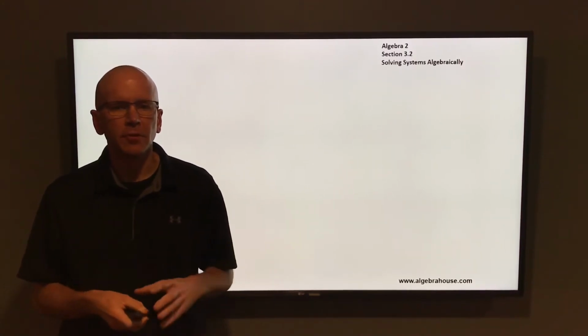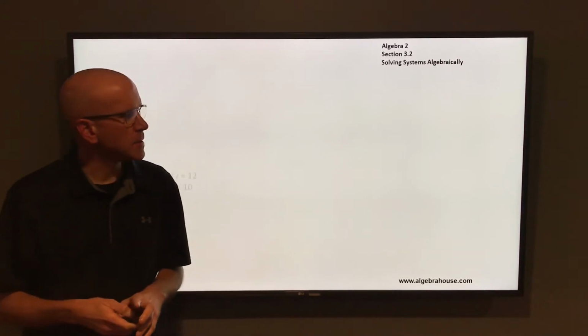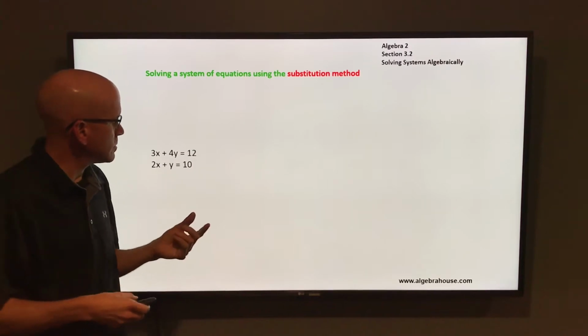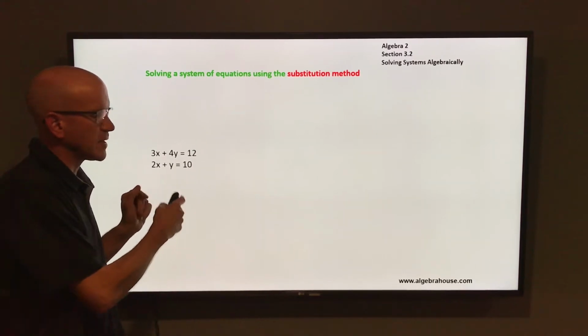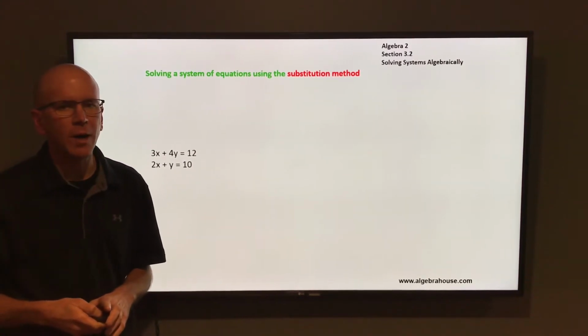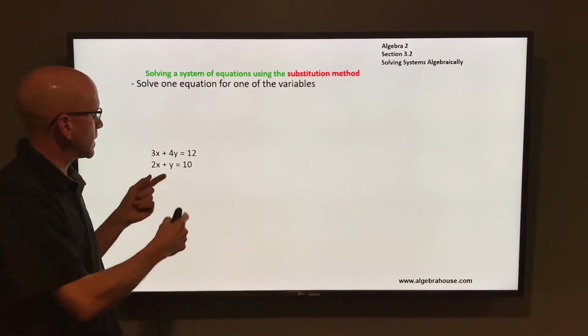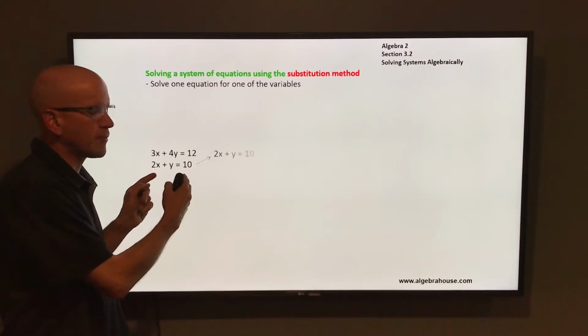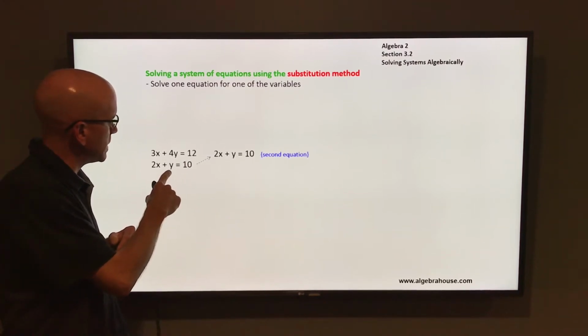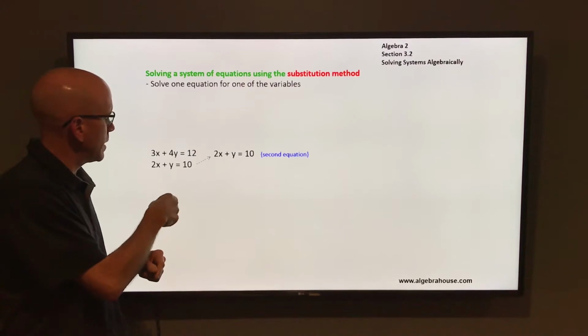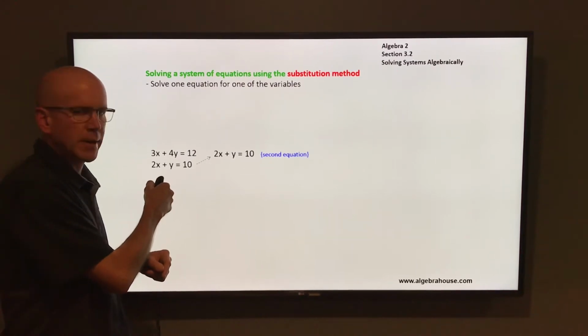Another method is what's called the substitution method. Substitution method, when you're solving a system of two linear equations, is wanting to get one of these equations to read x equals or y equals and then substituting into the other equation. So you want to get one of these equations solved for x or y. Now this y I see does not have a number in front of it, so that's the one I want to aim at. That's the variable that I want to get by itself.